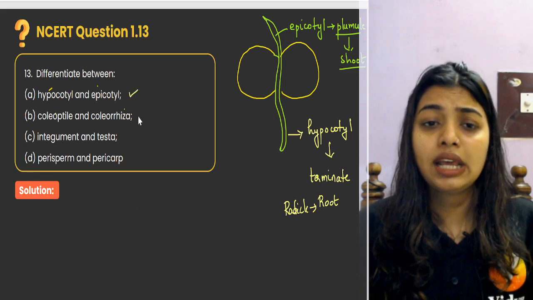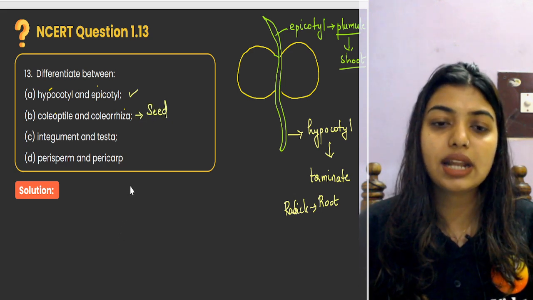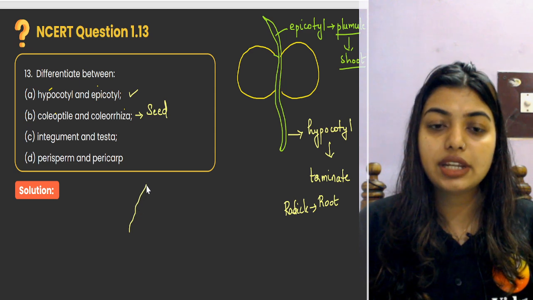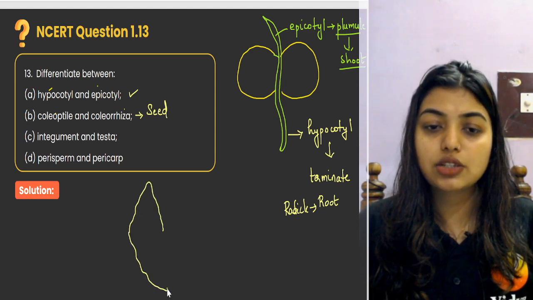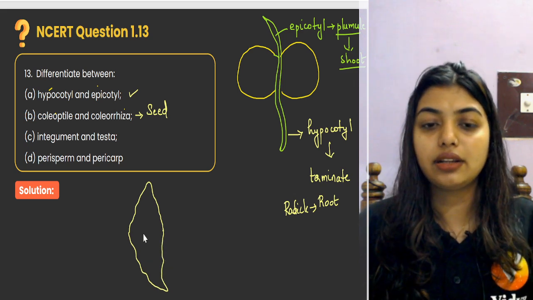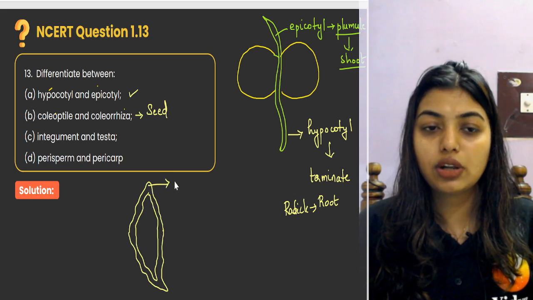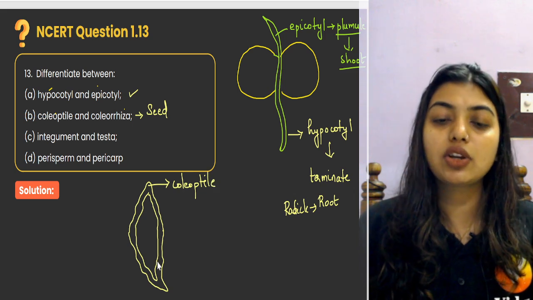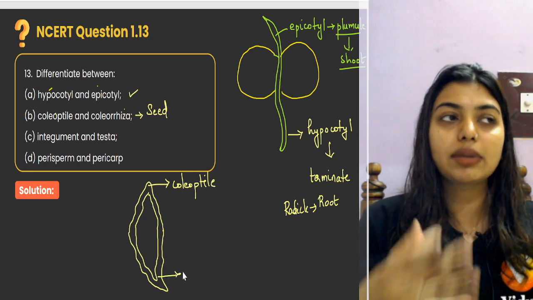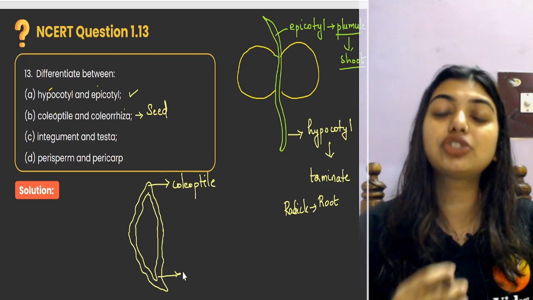Coleorhiza and coleoptile. This you usually see in the seeds. In the cotyledons you will be able to notice that there is a portion that is extending that will protect the plumule, and there is a portion that is going to protect the radicle. So the portion that is going to protect the plumule is called the coleoptile. Students, why is this? This is because the seed sometimes has to go through very unfavorable conditions. So during this time we have to make sure that the seed will germinate.